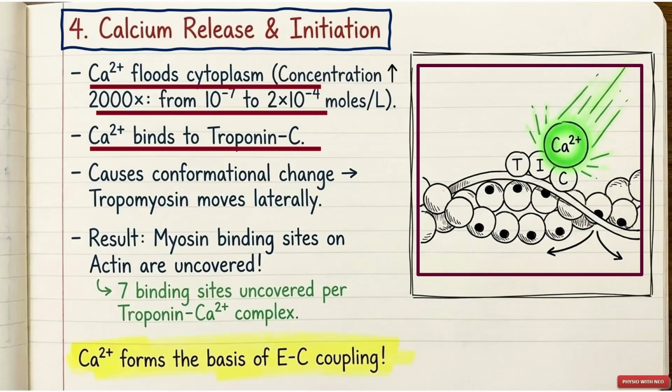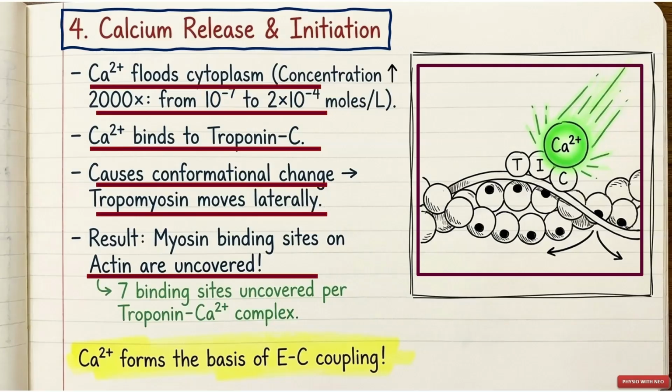Calcium binds to troponin C, and this causes a conformational change in the troponin-tropomyosin complex. As a result, tropomyosin moves away from the active site on the actin. This is a very important concept. At rest, tropomyosin is blocking the active sites of actin, but after calcium binds to troponin C, tropomyosin moves and active sites become exposed. About 7 binding sites are uncovered per troponin-calcium complex.